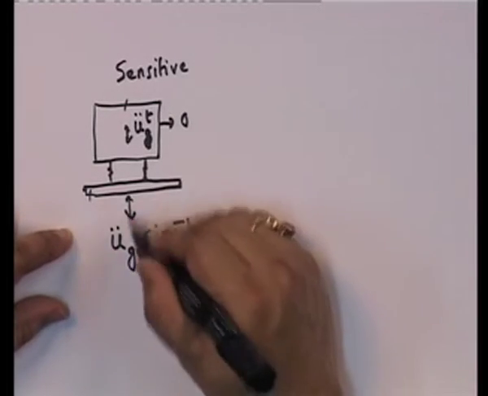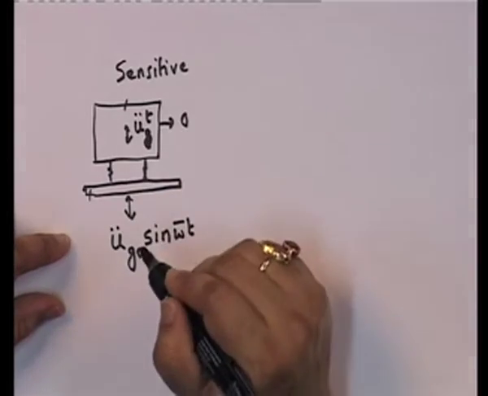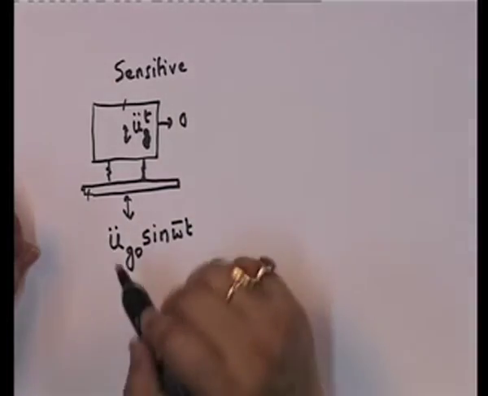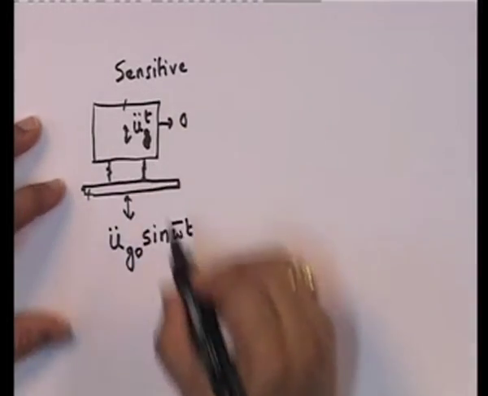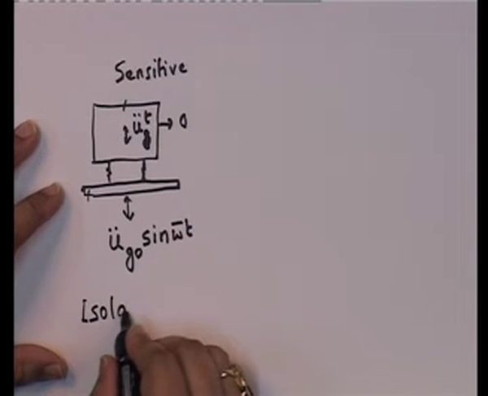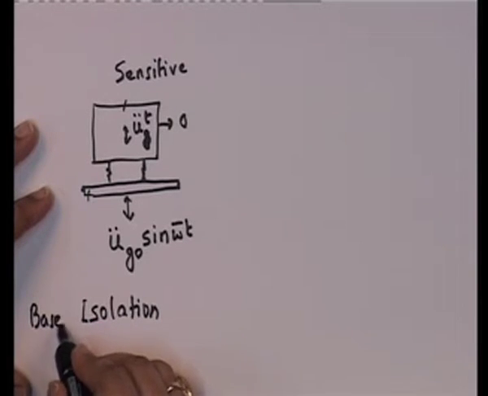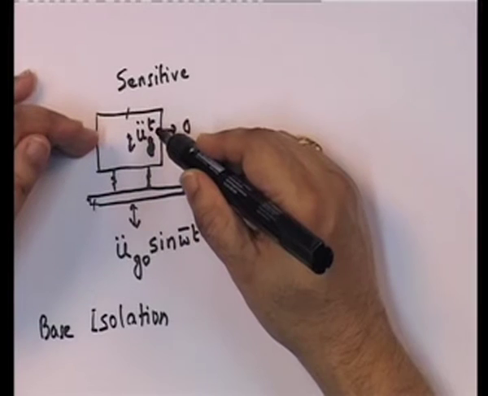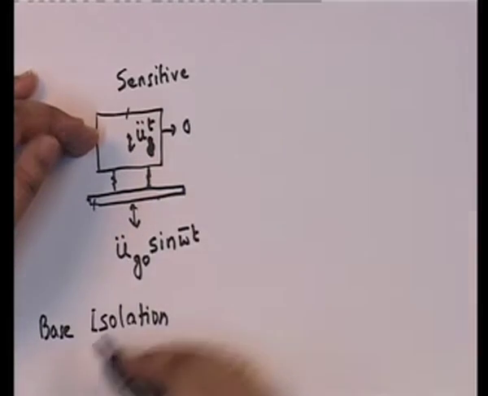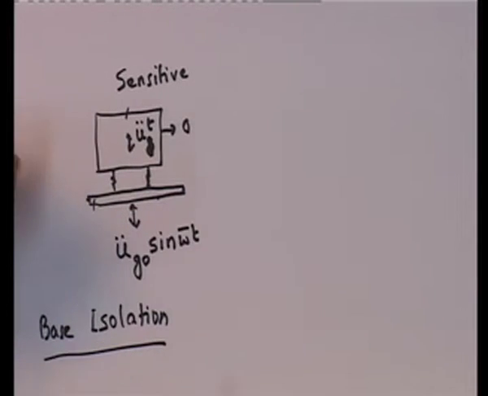The problem is that the base of the equipment is vibrating. We can't stop that vibration. That vibration is happening. What we want to do is isolate, and this is known as isolation. We want to isolate this equipment from its base. Okay? So, this is known as base isolation. This is one problem.